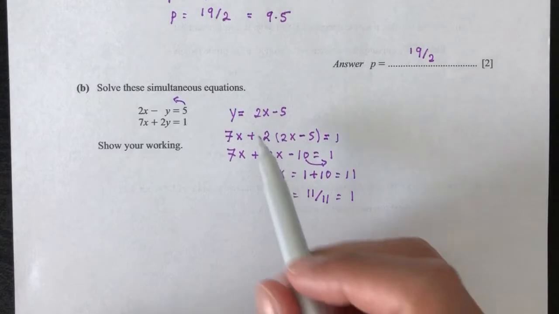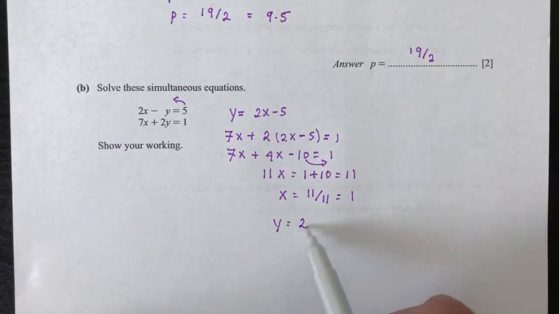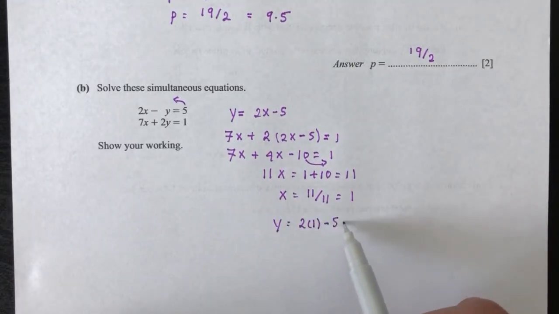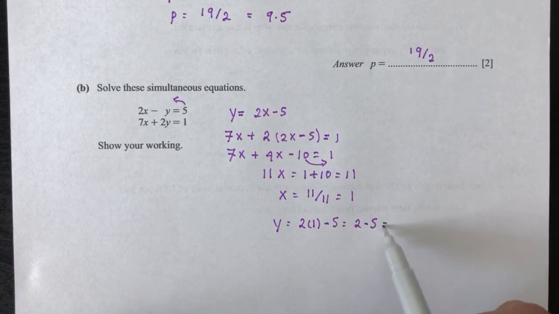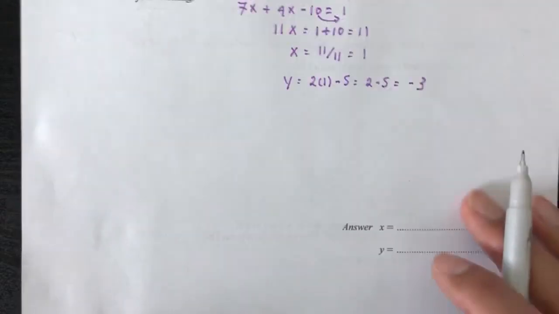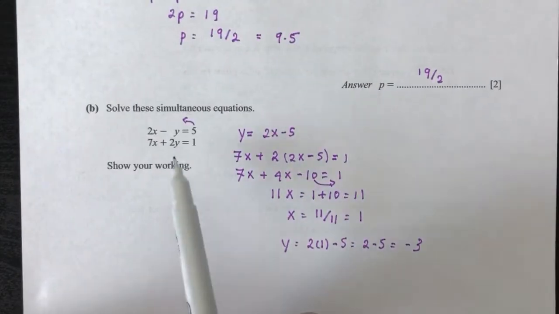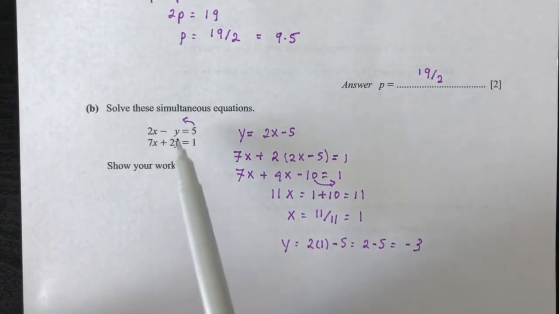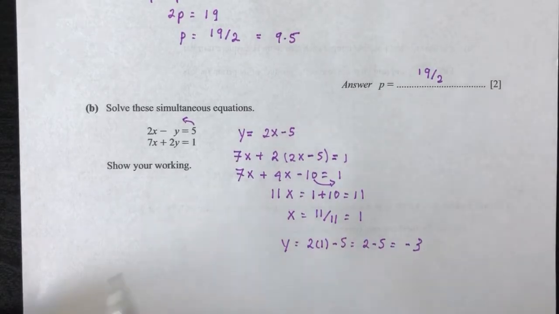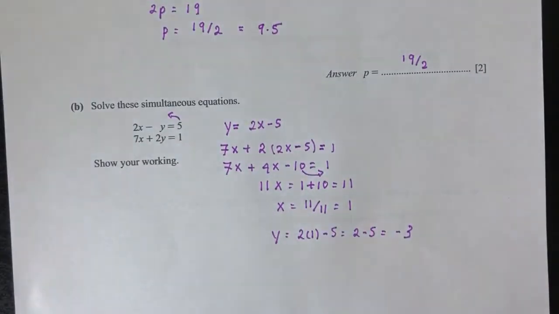So what is the value of y? y will be 2 times 1 minus 5, which is 2 minus 5, that will be minus 3. So x is 1 and y is minus 3. You can also solve this by elimination, but this one was just easier with substitution. That is part B.